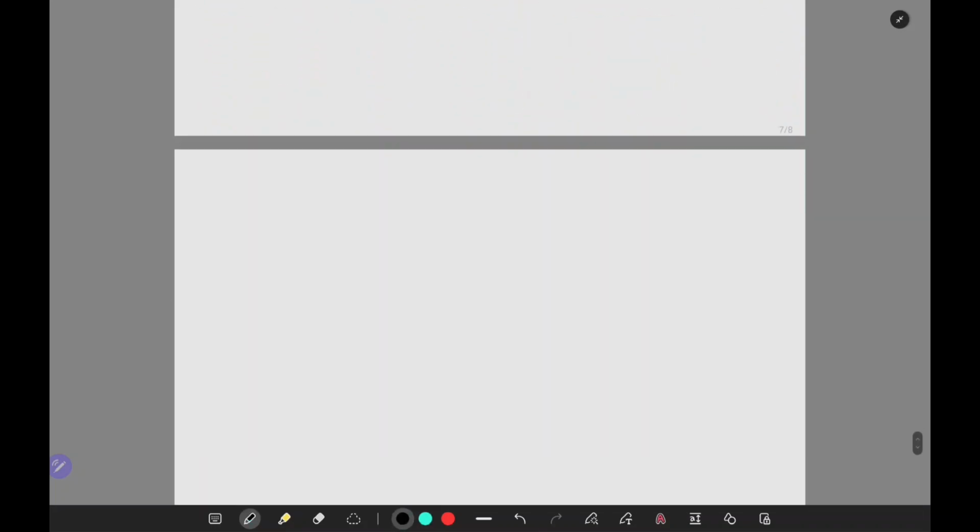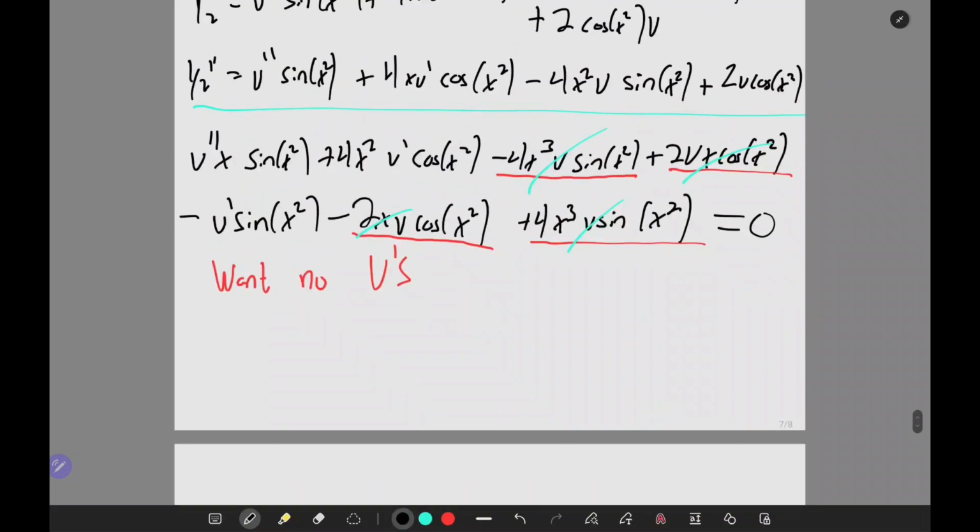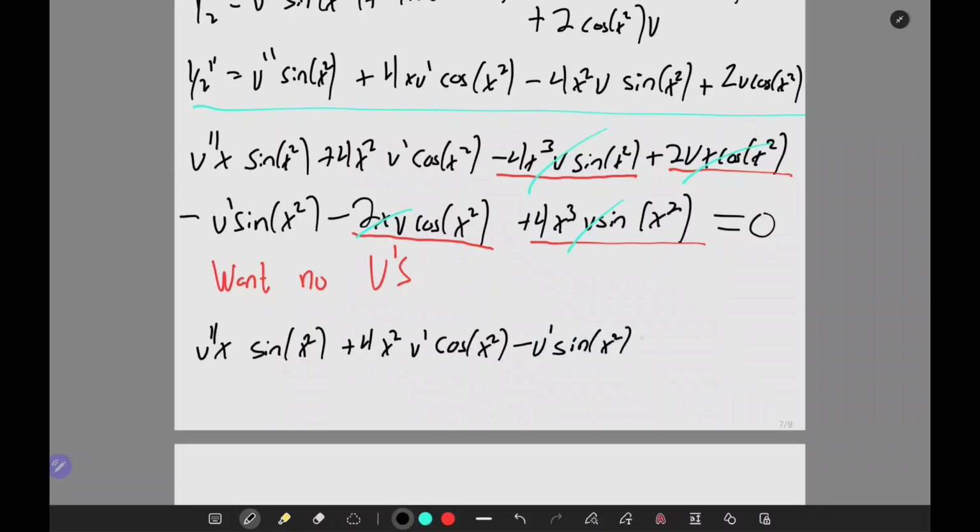Okay, so now we're left with no v's. Let me rewrite this. Minus v prime sine of x squared equal to 0. So now this is what we're left with.